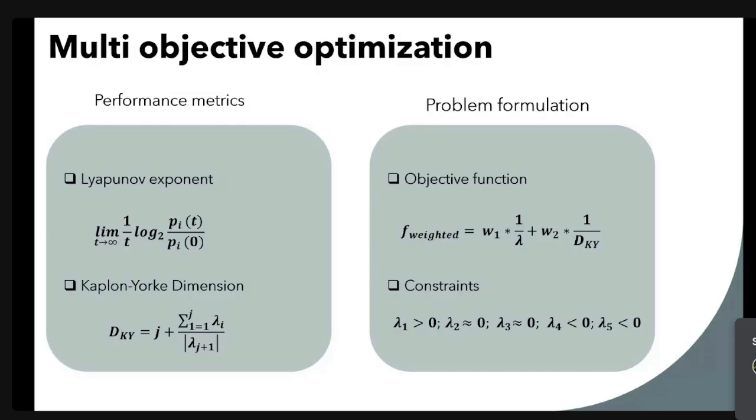And the second one is the Kaplan-Yorke dimension, which basically quantifies the fractal dimension of the chaotic attractor. I didn't go much into this, considering the audience. So this is the equation for computing the Kaplan-Yorke dimension.